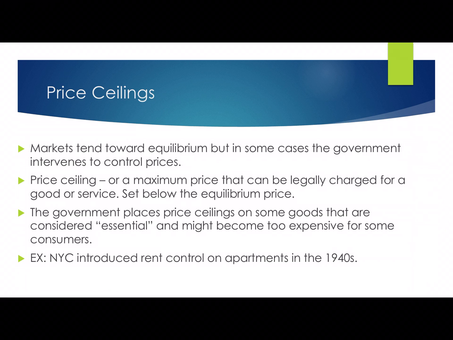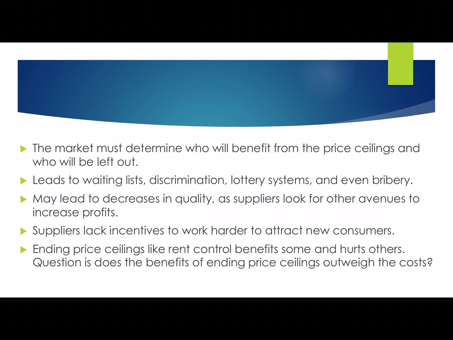Many of you know, the cost of living in New York City is astronomically high. Apartments are considered essential, so the government felt they needed to step in. Obviously, there's a lot of controversy over price controls because you're basically telling a landlord how much they can charge for their good. So obviously, very anti-free market. The market must determine who will benefit from the price ceilings and who will be left out. This sometimes can lead to long waiting lists, discrimination, lottery systems, even bribery. It may lead to a decrease in quality too, as suppliers look for other avenues to increase profits.